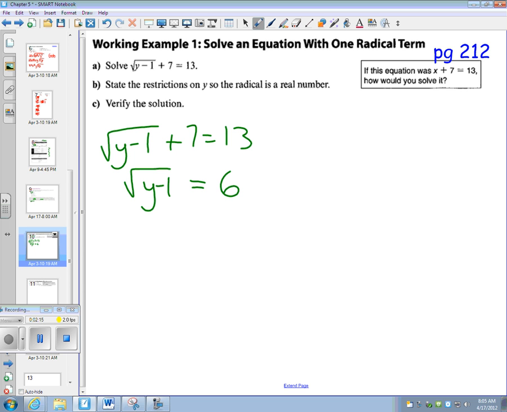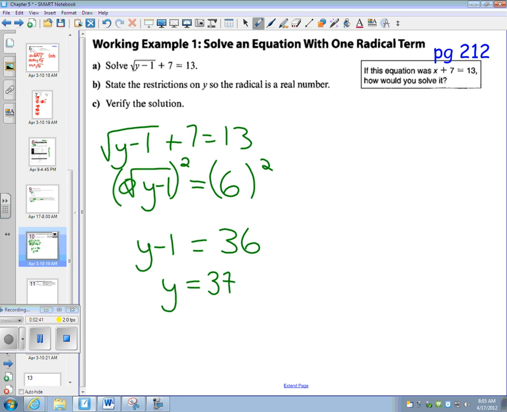And now we're going to square both sides. So we're going to raise each to a power of 2. The reason I chose squaring had to do with the index here. If there was a cube there, I would cube both sides. Okay? So we get y minus 1, because when we square a radical, we just get the radicand. And 6 squared is 36. And now we're just isolating y. So we add 1 to both sides.